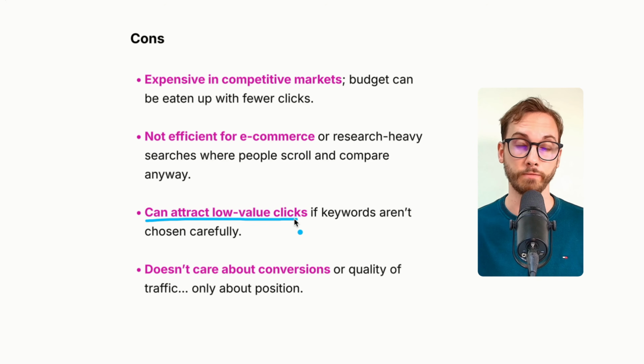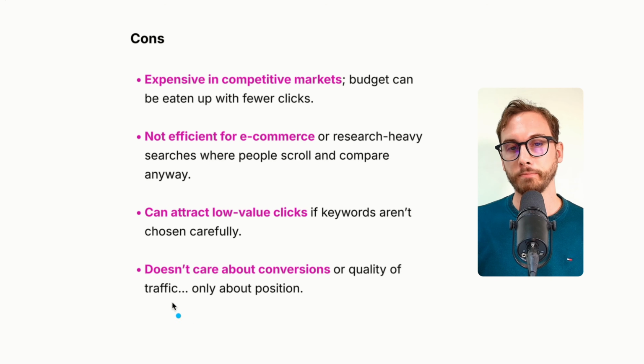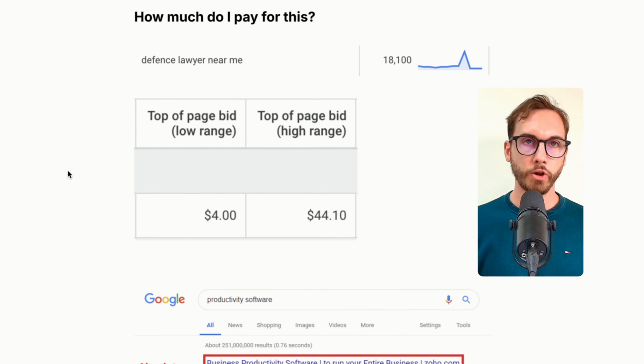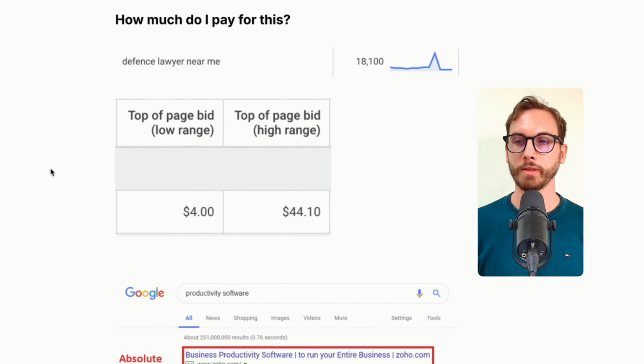That's why maximize conversions is sometimes way better, even if you're in one of these competitive markets for plumbers and lawyers and stuff like that. And as I said already, it doesn't really care about conversions or quality of traffic, only about position. So how much do you actually have to spend so that you're getting your ads shown at the very top? And so I want to explain this using Google Keyword Planner.